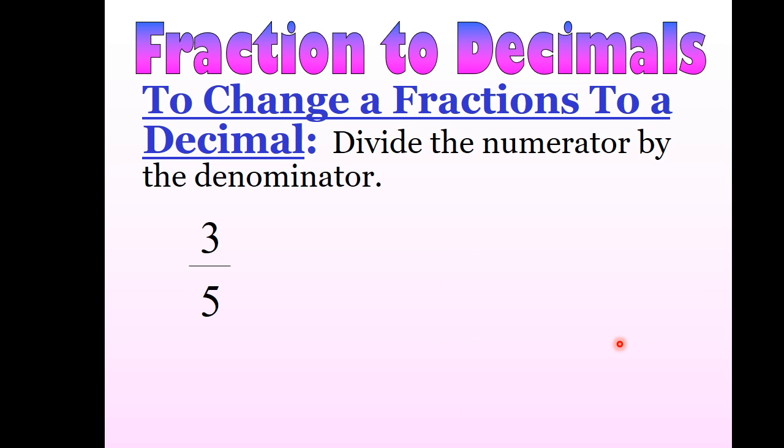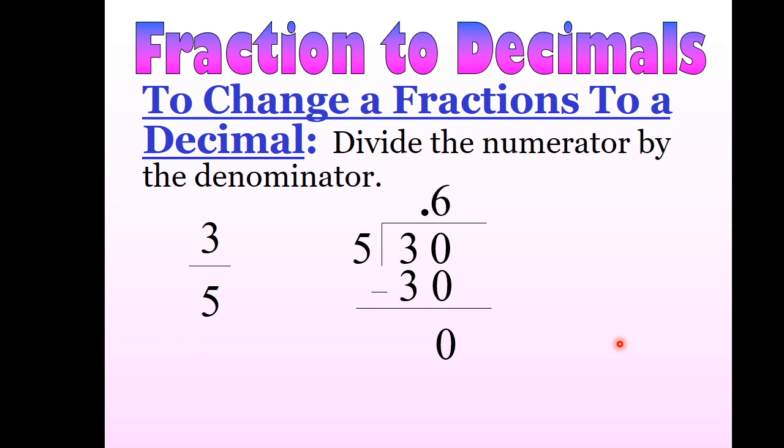Here we have another example. This time 3 divided by 5. We add another 0. We get 6. 6 times 5 gives us 30, which will end the equation right there. So we have 0.6 on this one.